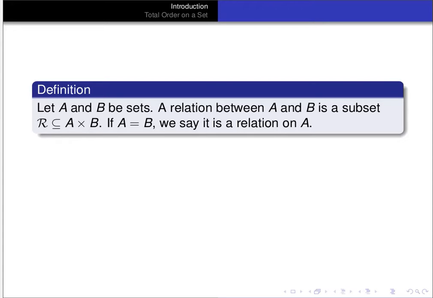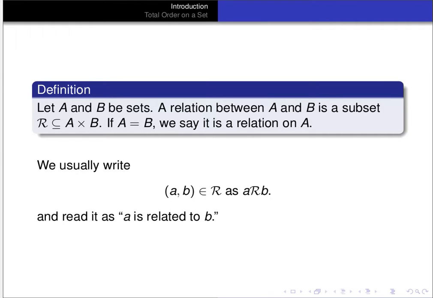If A is equal to B, so it's just a subset of A cross A, then we'll say the relation R is a relation on A. Now, even though a relation is a set of ordered pairs, instead of writing that the ordered pair (A, B) is an element of the relation R, usually we'll write that as A R B, and read it as A is related to B. We'll see that a lot below when we're talking about total orders.